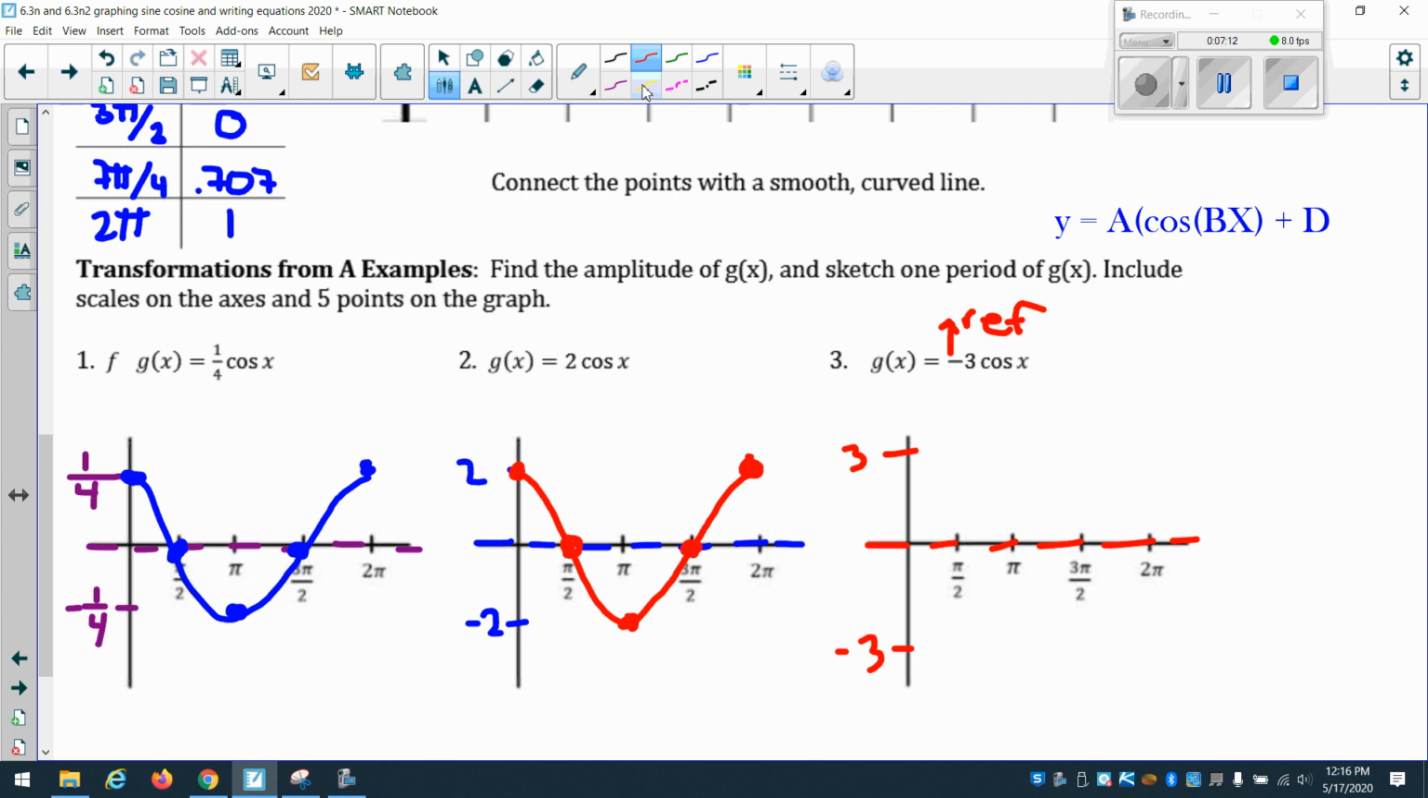Okay, now when we graph this, since it's a reflection, instead of starting at the maximum, we're starting at the minimum, at -3. Then we go to the midline at pi over 2. Then we go to the max at pi, 3 pi over 2, midline, 2 pi, you're at the minimum. So now we want to connect these points, and it's a reflection.